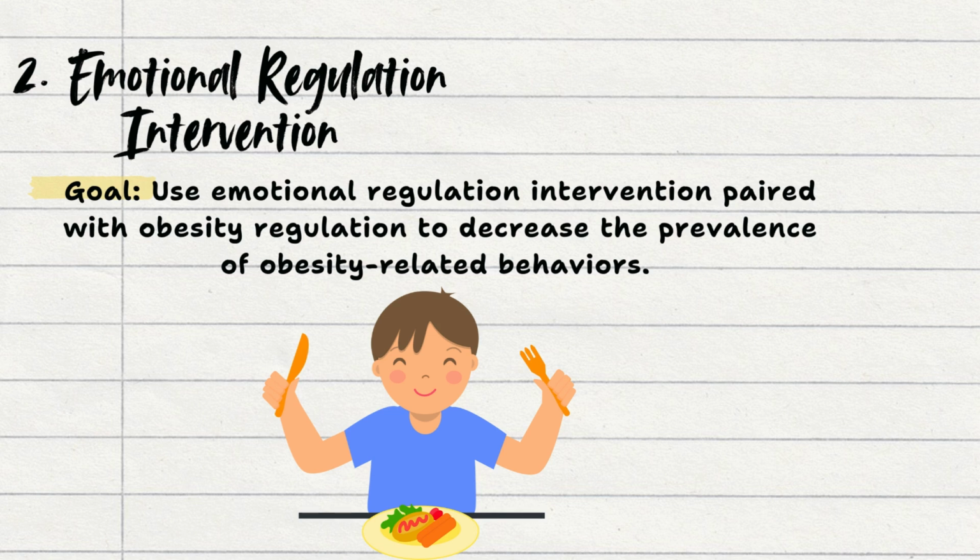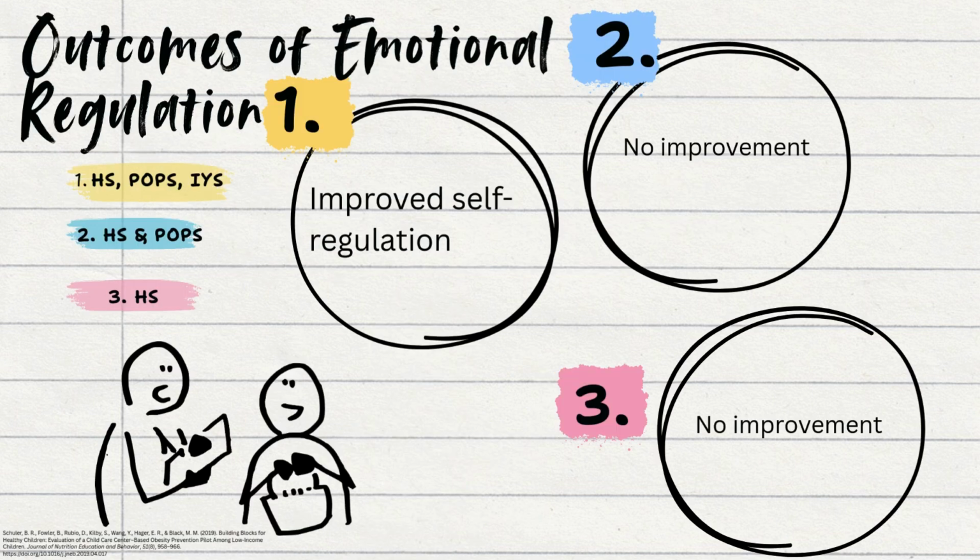The second type of intervention that I studied was emotional regulation intervention. Here, the goal was to use emotional regulation intervention paired with obesity regulation to decrease the prevalence of obesity-related behaviors. During this study, preschoolers were sorted into 3 groups. Some groups utilized both obesity regulation and emotional regulation, while others used one or the other.